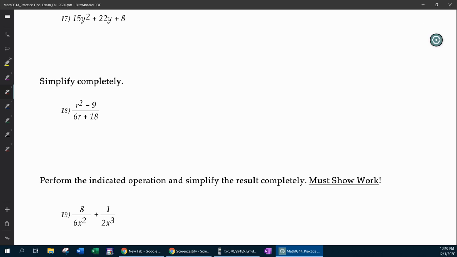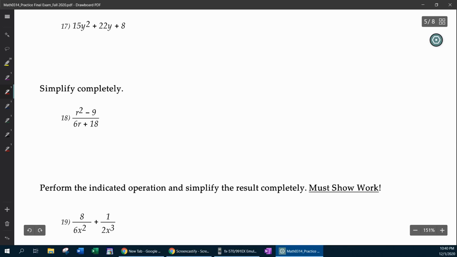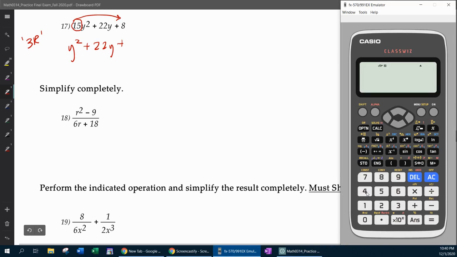Number 17, we have a trinomial with a lead coefficient, and that's going to indicate the 3R method. So we're going to take the 15 and remove it. And when we remove it, we have to take it to the back and multiply. And so I'm going to need to know what is 15 times 8. 120.